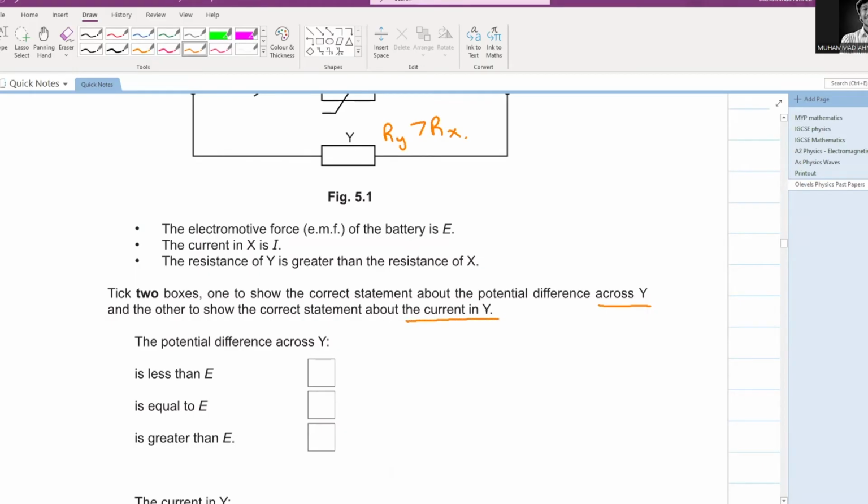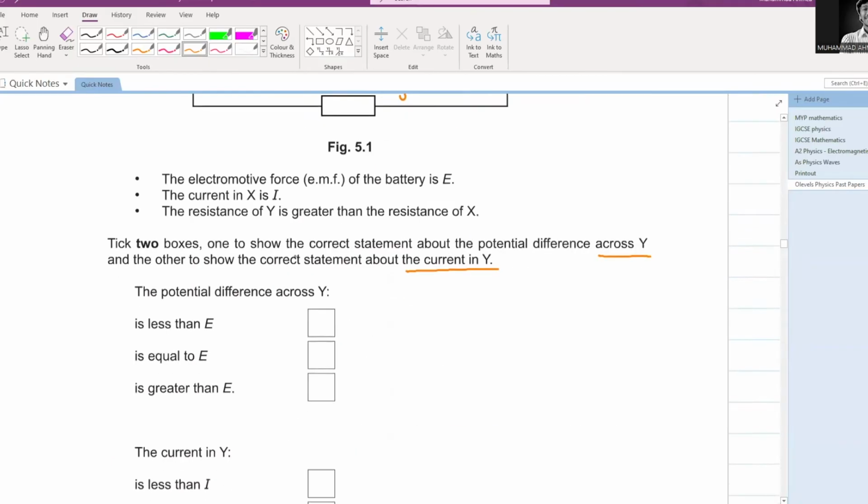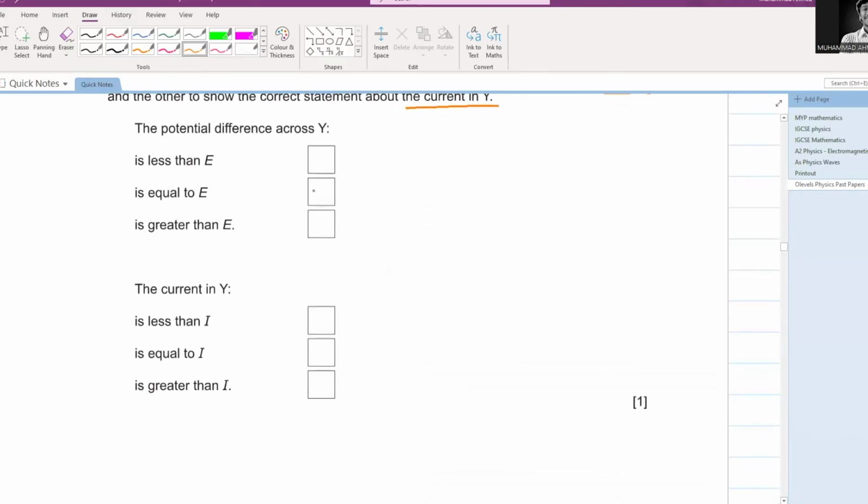What will be the potential difference across Y? Can you realize that this is a parallel circuit? If it is a parallel circuit, voltage will remain constant. This will be E as well. Both the branches will be receiving a voltage of E. Hence, the resistor Y receives a voltage equal to E.